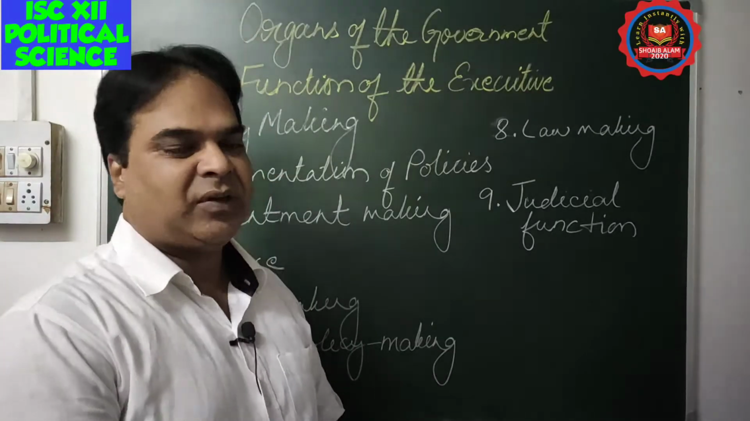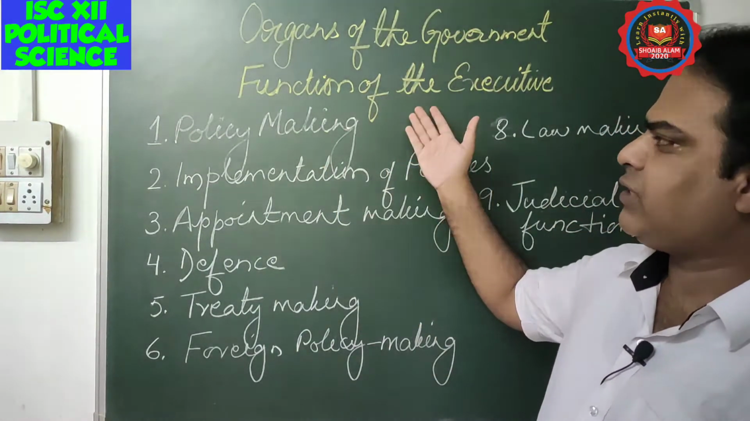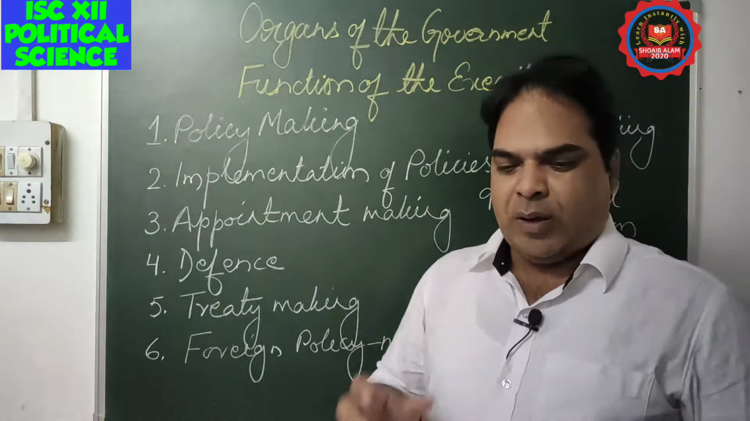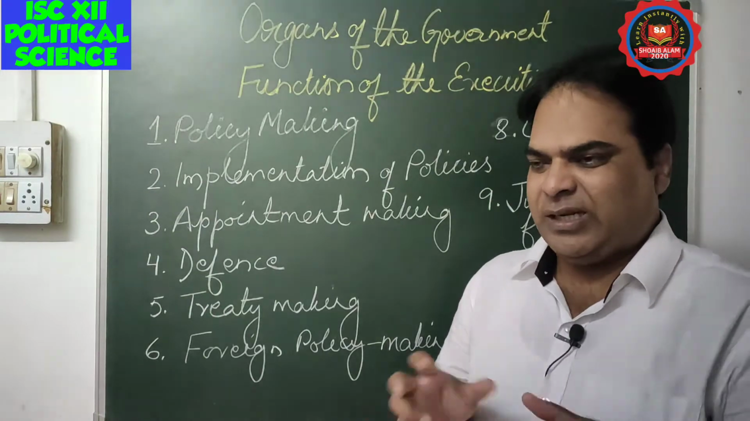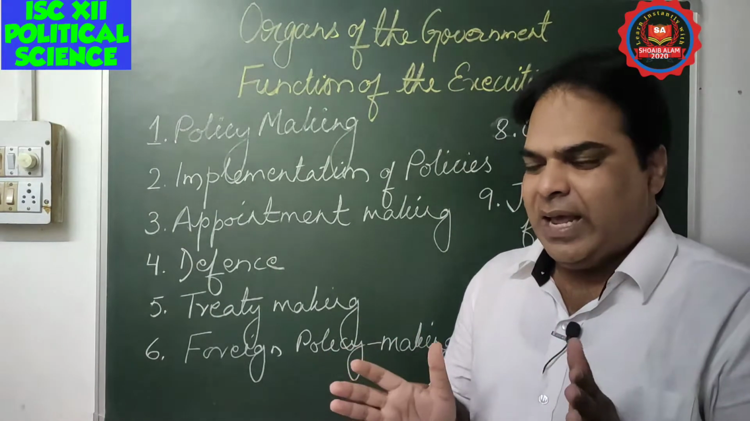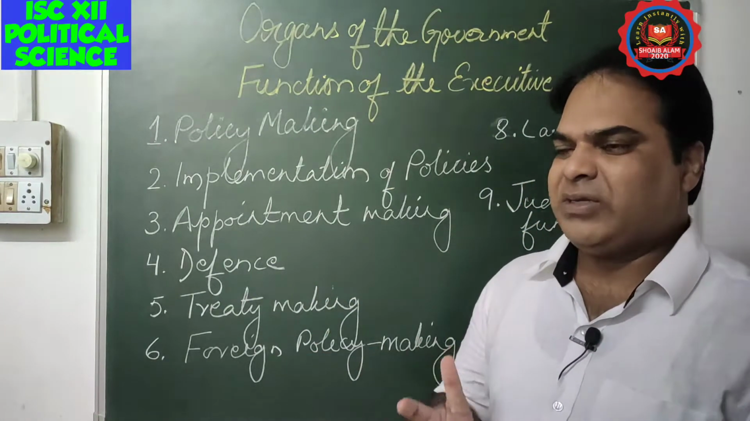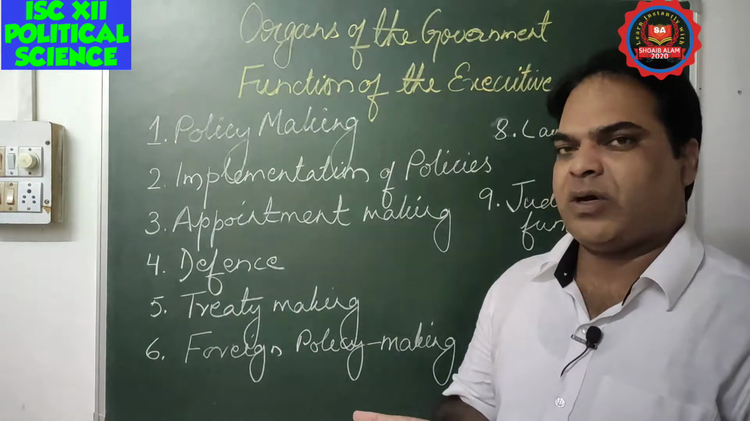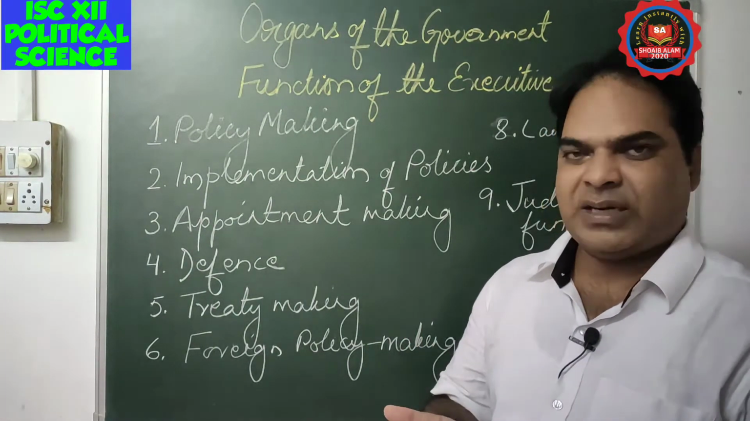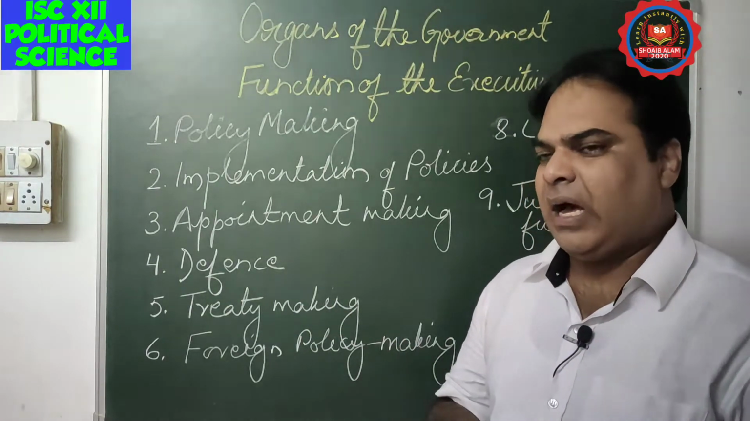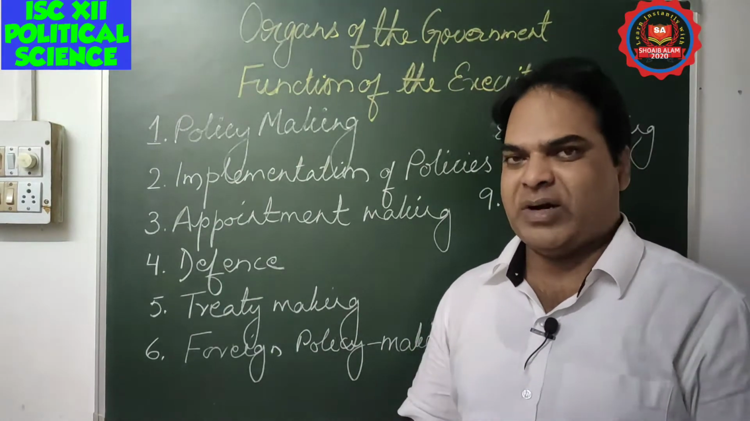Let's start. The first and foremost important function of the executive is policy making. Policy making is one of the most important functions of the executive. Let me explain clearly in a parliamentary system and in a presidential system. In a parliamentary system, the entire process of policy making is in the hands of the government, which includes the Prime Minister and the Council of Ministers, and they are helped by the non-political executives, known as bureaucrats.